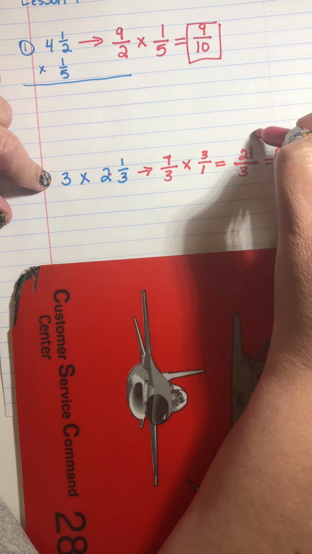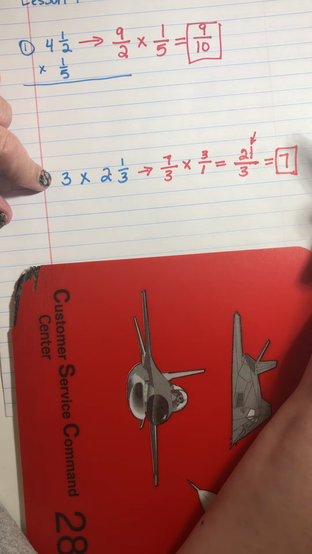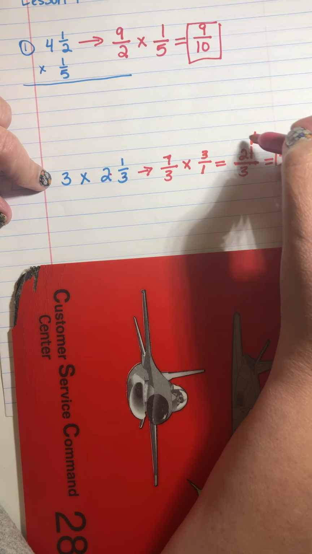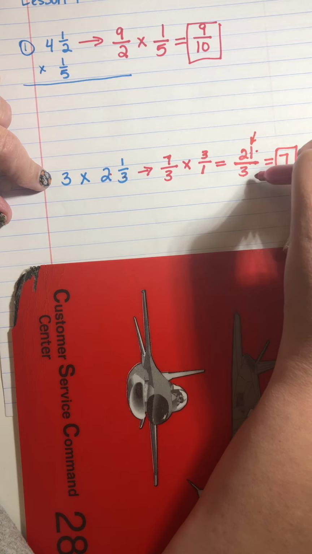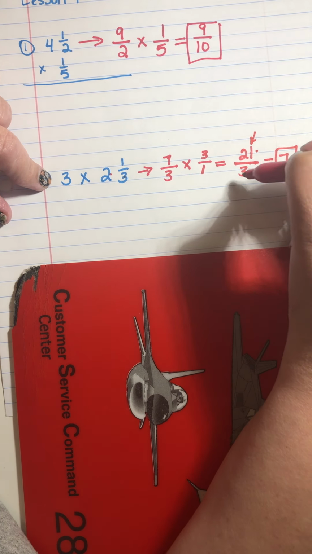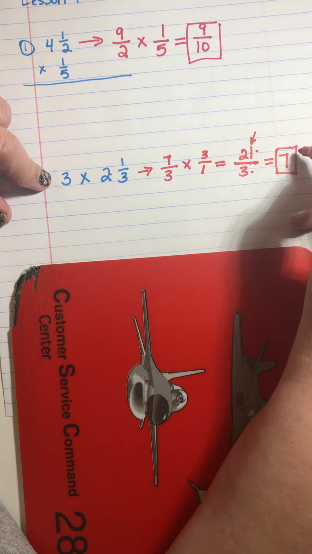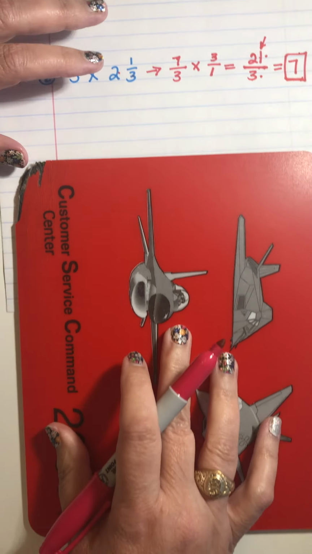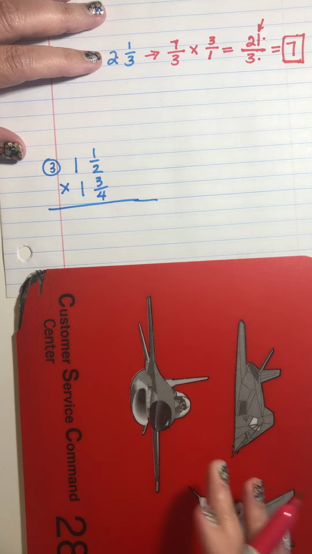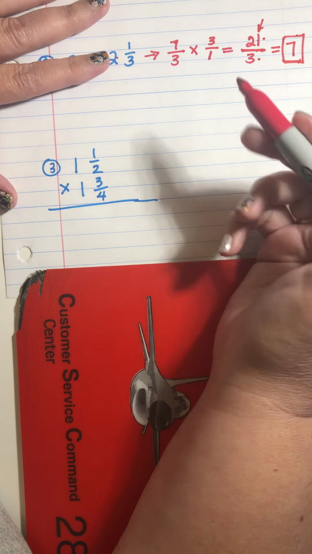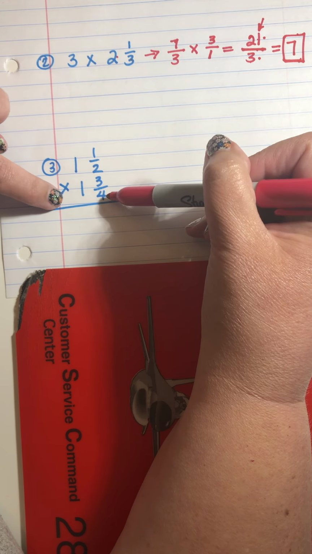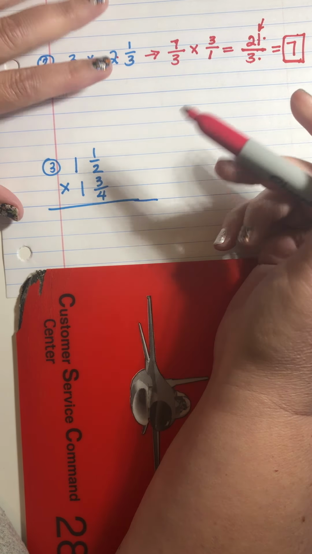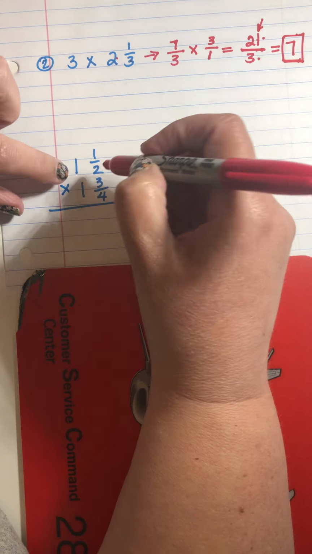Whenever I end up, this is fraction rule number 1, whenever I end up with my answer in an improper fraction, which this is, my numerator is greater than my denominator, I should turn it into a mixed number or whole number. In this case, it's a whole number. Okay? One more problem. Now this one is a mixed number times a mixed number, so I'm going to turn them both into improper fractions.